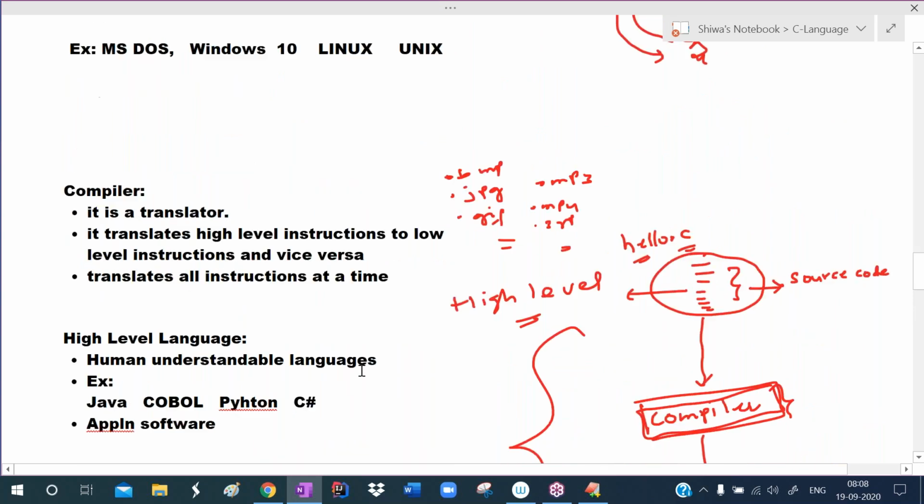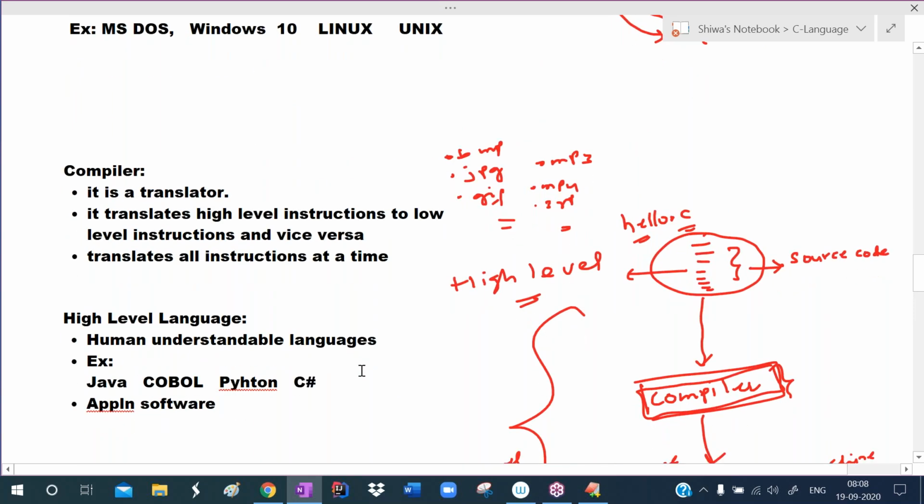So all those things, what the features of C language are, I will clearly discuss on Monday. Okay, now I'm stopping the session.